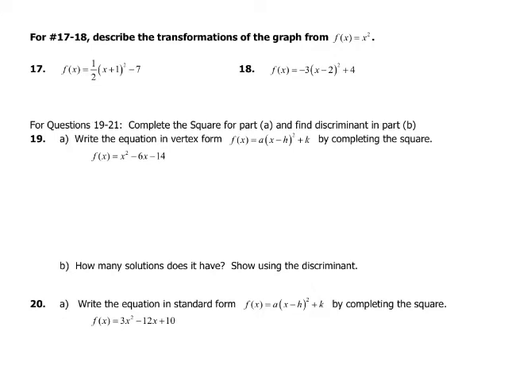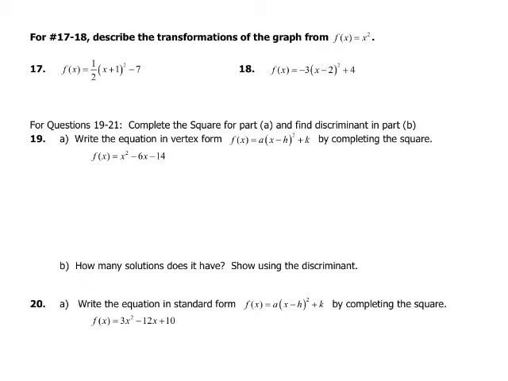Alright, I'm not going to write all this, so if you want to listen, this is vertical compression, this is left 1, down 7. Okay, number 18, the negative makes you reflect, the 3 makes you vertically stretch, right 2, up 4.